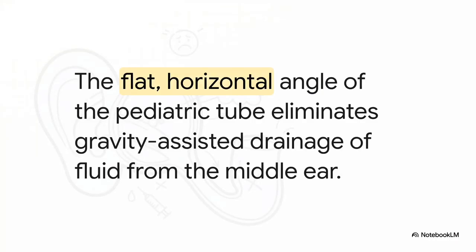That's the crucial point. In an adult, that 45-degree slope means any fluid in the middle ear just drains effortlessly down into the back of the throat, thanks to gravity. But in a child, that flat horizontal tube has no help from gravity at all, so fluid just sits there stagnant, creating this perfect warm little swamp for an infection to brew.